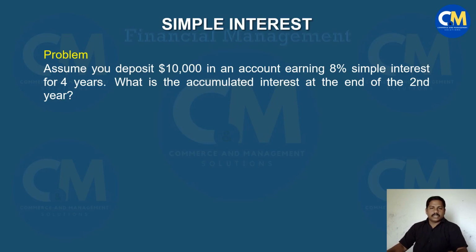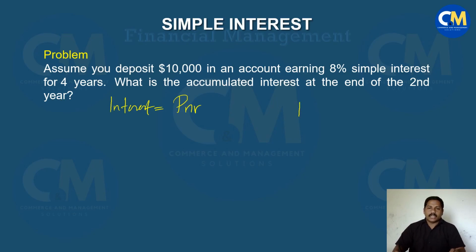To calculate the accumulated interest in the simple interest method, we can use a simple equation. That equation is: interest is equal to PNR. By using this formula, we can calculate the interest very easily. What will be the interest at the end of the second year, we can calculate.